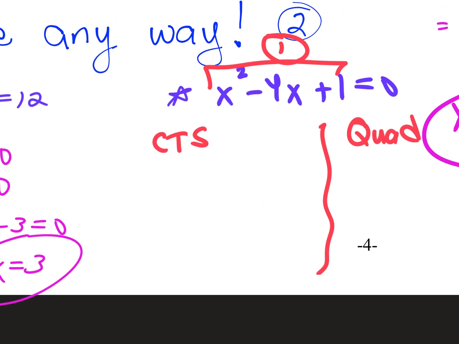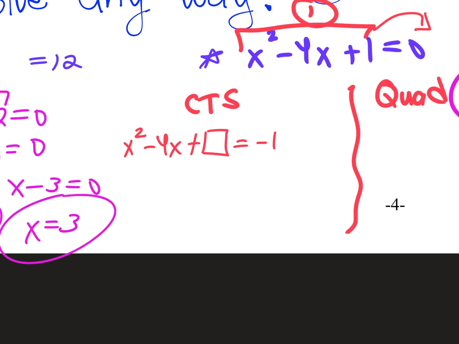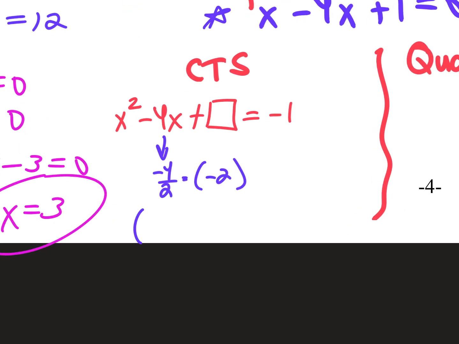If we're going to complete the square, I have x squared minus 4x plus a square equals, what do I do with this positive 1? I subtract it, right? I move it over, so this becomes negative 1. All right, so if we're going to complete the square, we're going to take our b term, which is negative 4, and divide it by what number? 2. That's going to tell us everything we need to know. What does my parenthesis on the left-hand side look like? X minus 2 what? Squared.